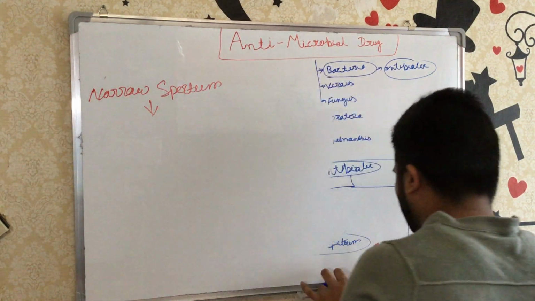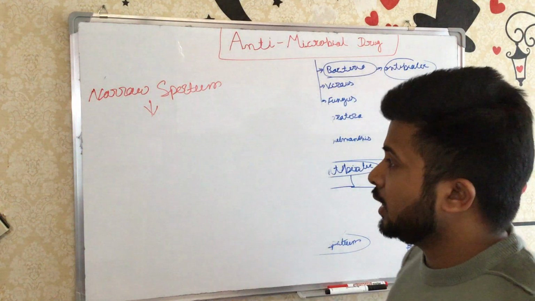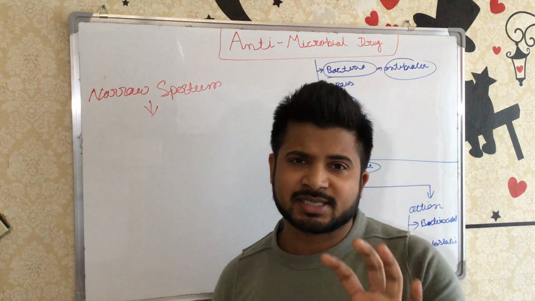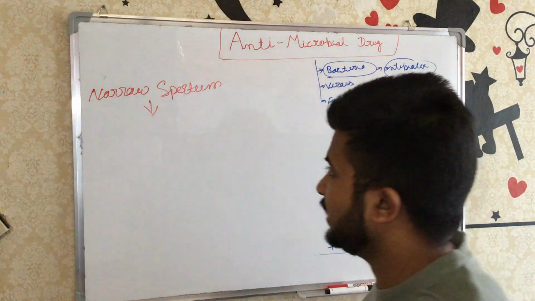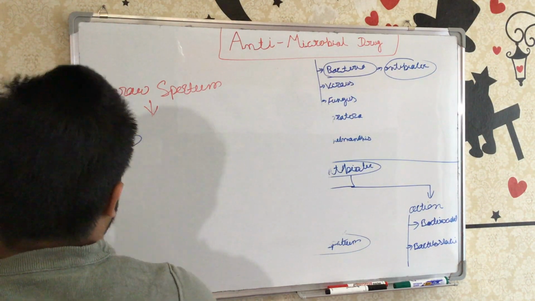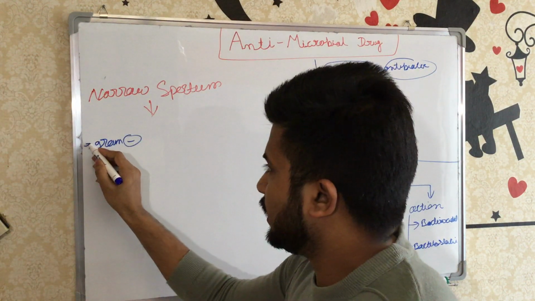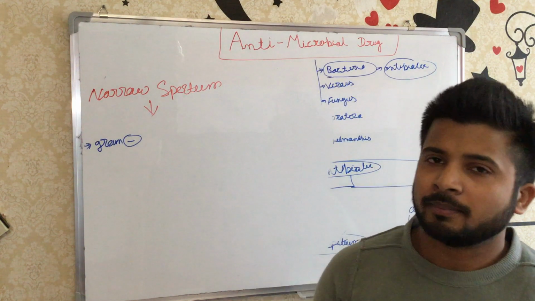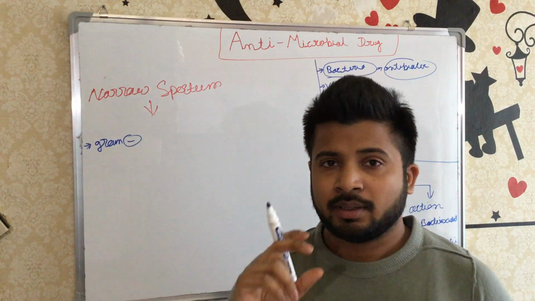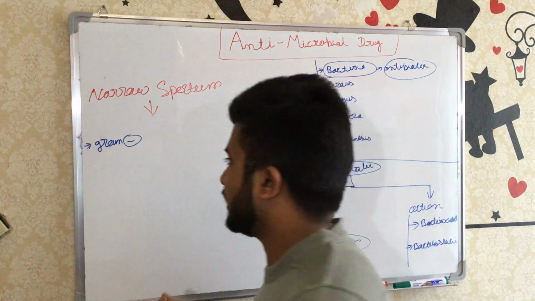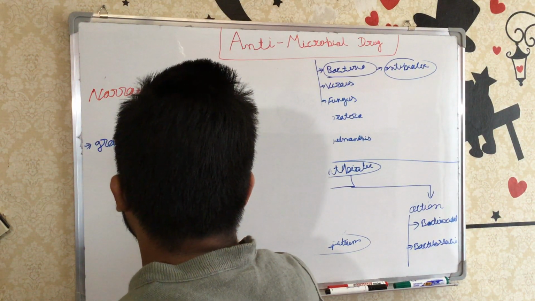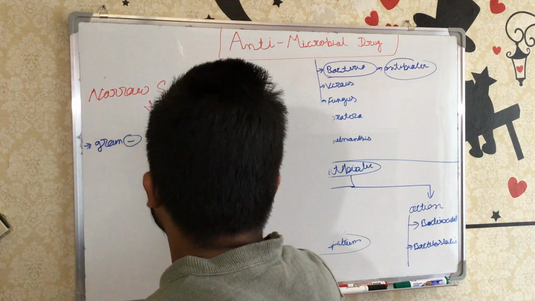Narrow spectrum means, as the word suggests, narrow. Whatever drug belongs to the narrow spectrum will kill only a particular bacteria. For example, a drug which kills gram negative bacteria. Say a patient comes to my clinic and I know the person has a specific gram negative bacteria, for example Escherichia coli, E. coli.